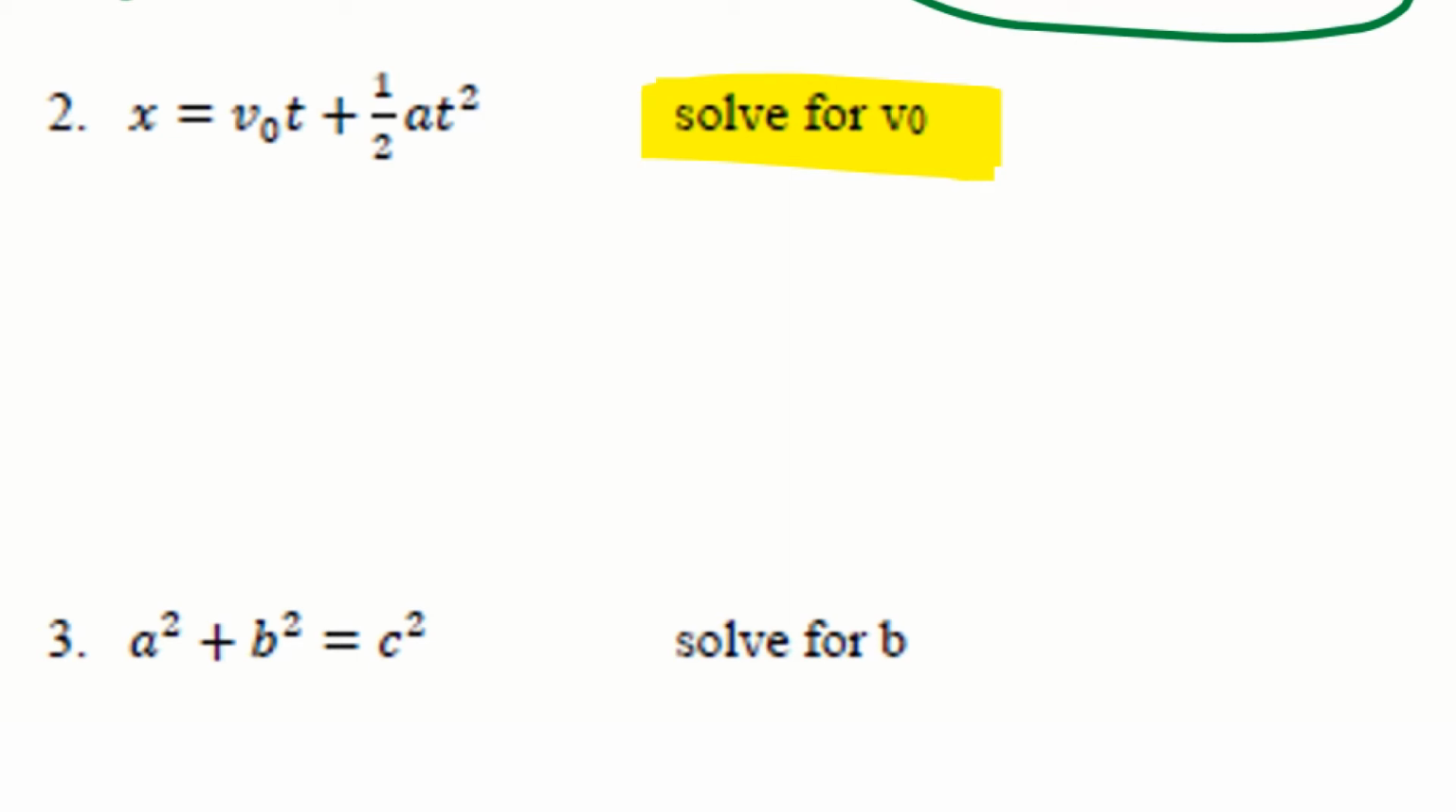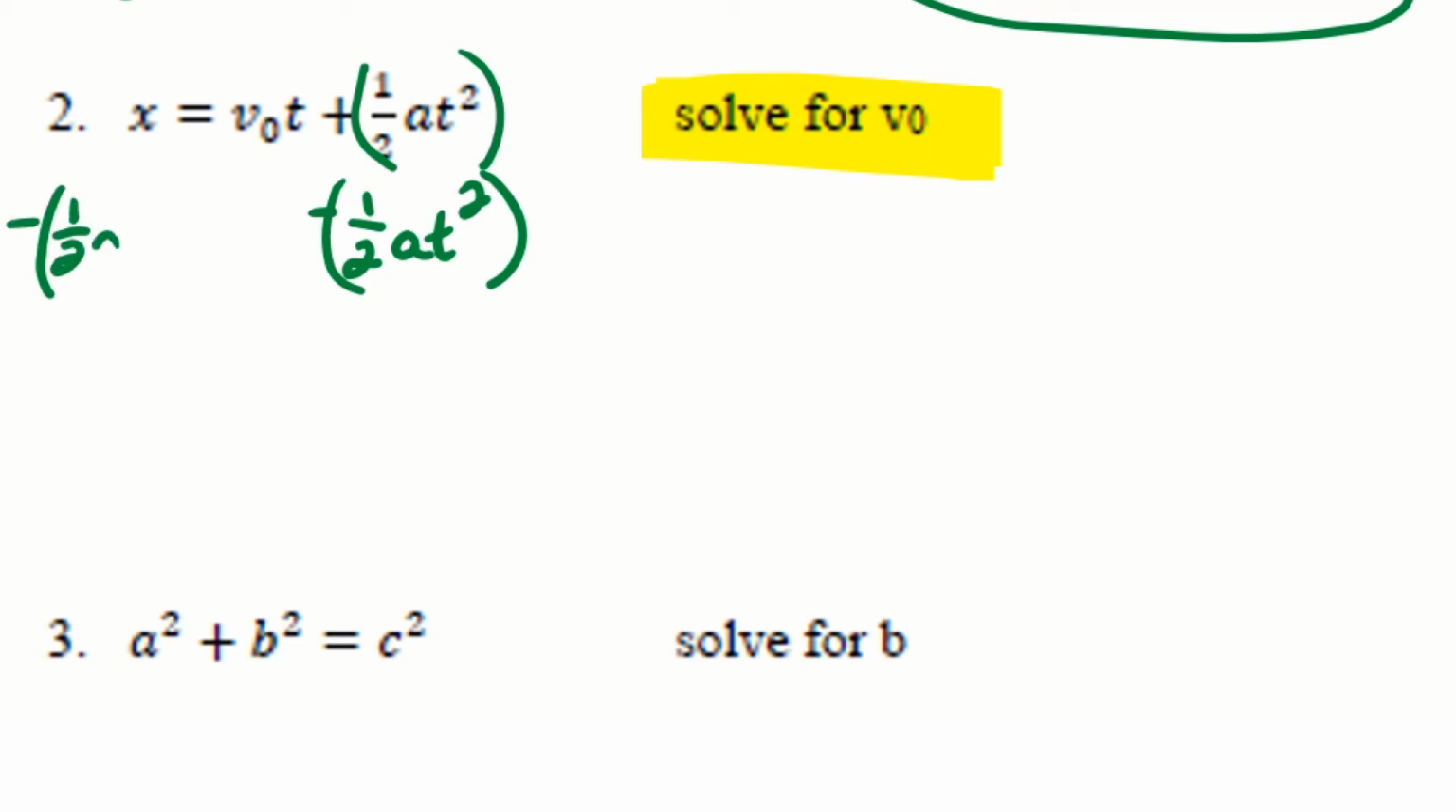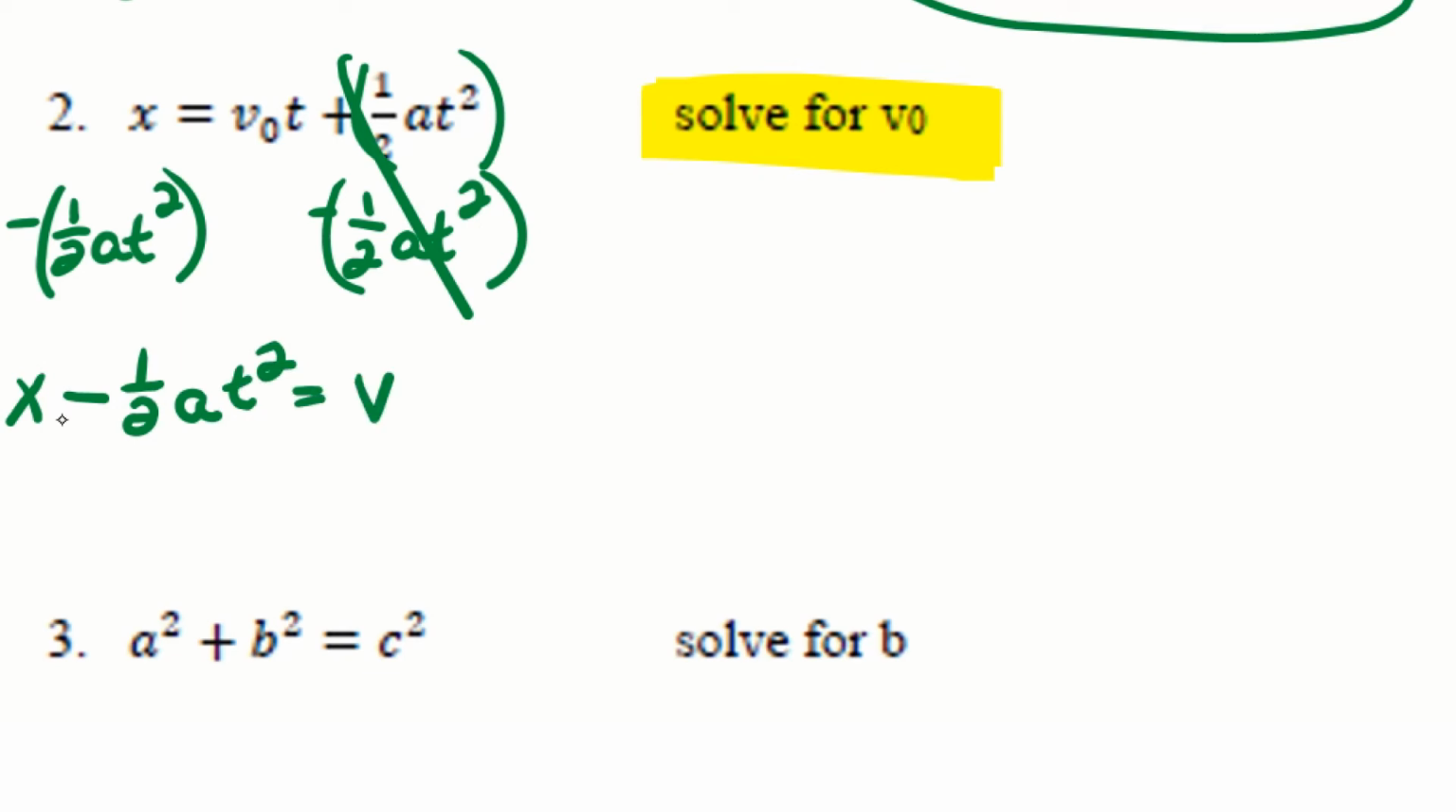So the first thing that I want to get rid of is what is being added to it. Because all of this is together, I can simply subtract all of that together as a bulk, and I'm going to subtract it on both sides. So these would cross out, and that would give me x minus 1/2 at squared equals v initial times t.